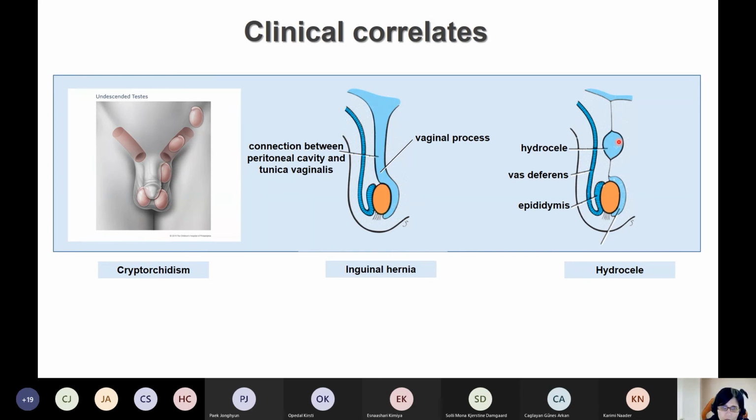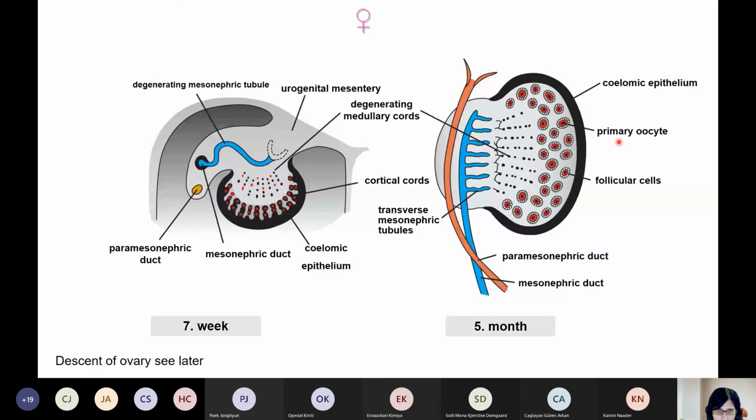This was the development of the testis, and now we see the development of the ovary. Of course, this is also after the indifferent stage, so after the 6th week, and here we see what happens. So here we are in the 7th week, and in this case we also see the structures originating from the primitive sex cords.